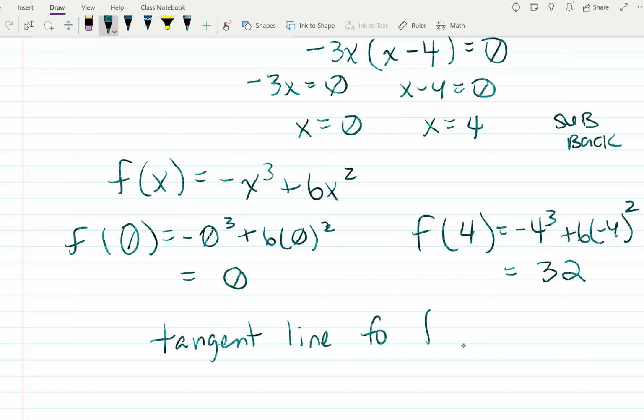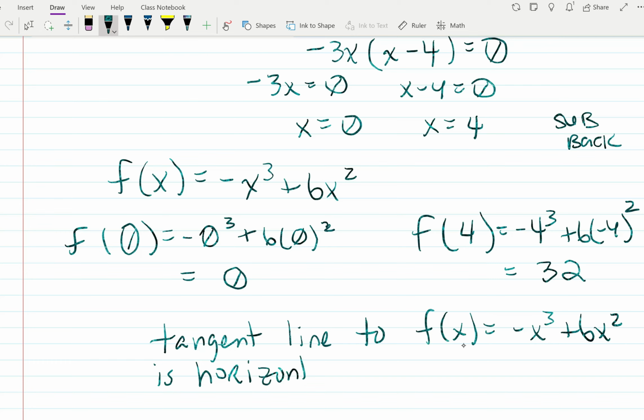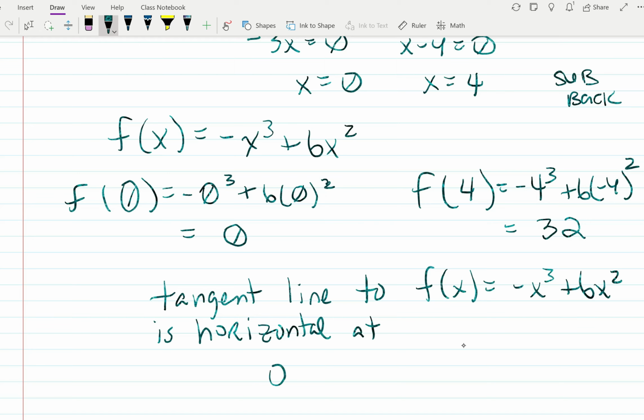to the graph of f of x, let's clean that up a little bit. The tangent line to f of x equals negative x to the third plus 6x squared is horizontal at the points that we just found, 0, 0, and where x was 4, the y value was 32.